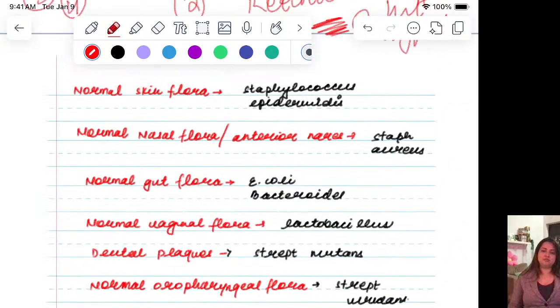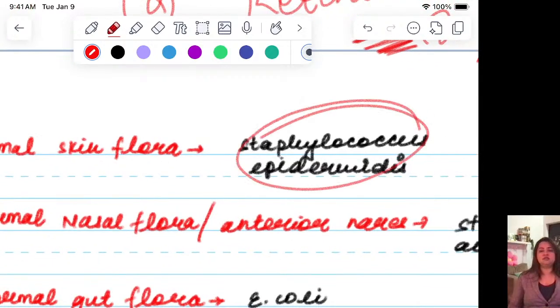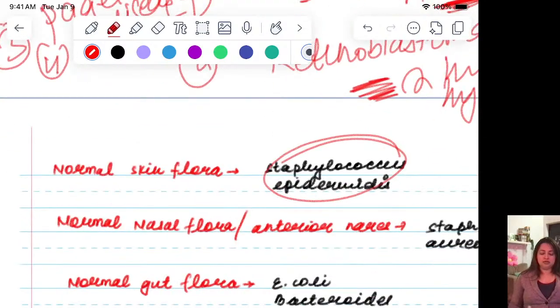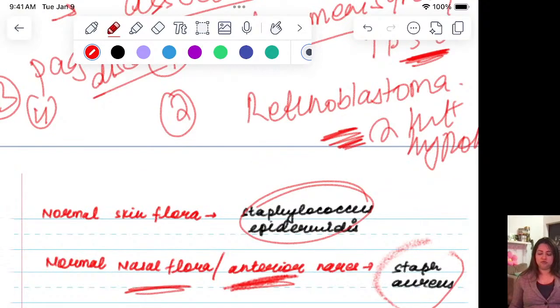So look at these. Very important points. Normal skin flora. What do we have? Staph epidermidis. Normally skin में bacteria that's present is Staph epidermidis. Okay? Then normal nasal flora or present in anterior layers. Very important, Staph aureus. Staph aureus. Okay, I'll show you the image again. All those who have missed it.